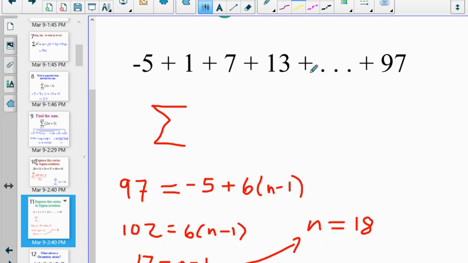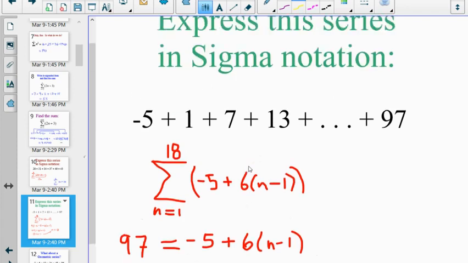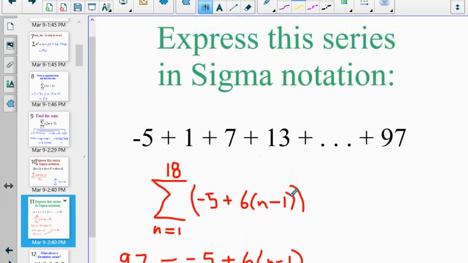Sweet. So now if there are 18 terms, my sigma notation is going to be n goes from 1 to 18. And I've got my expression already. Each term is going to be negative 5 plus 6 times n minus 1. And there we go. It's expressed in sigma notation. I even like it in this form because I can recognize the formula for an arithmetic sequence within the series formula.